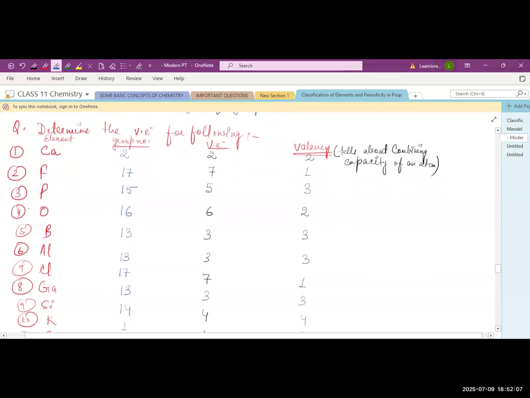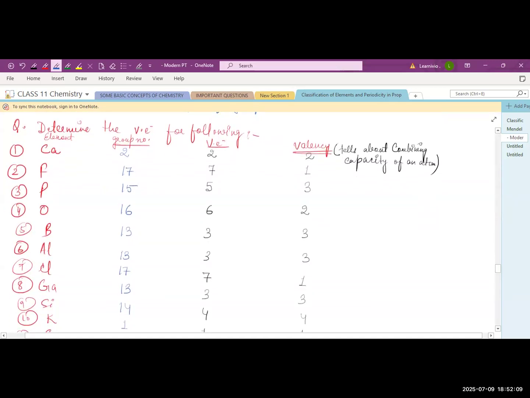For example, see this table. Determine the valence electron for the following. Suppose it's calcium. Calcium belongs to group number 2. So what will be the valence electron? It's 2, because valence electron is the unit digit of the group number, so it's 2.